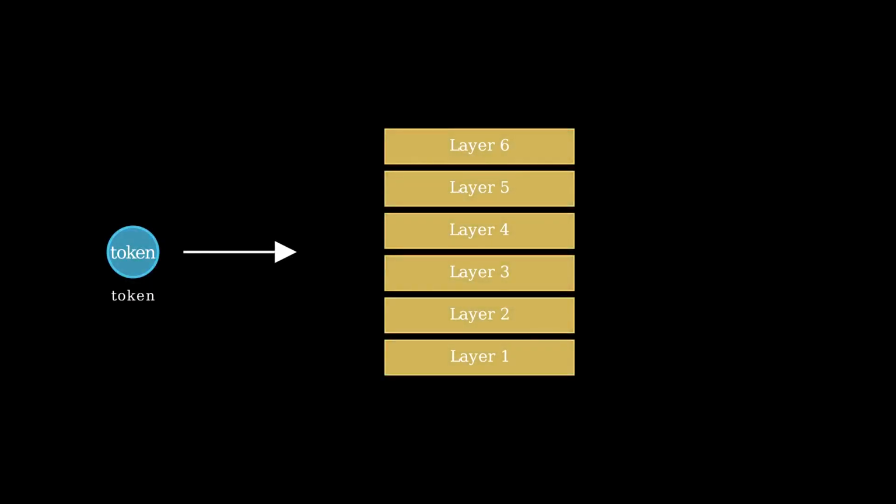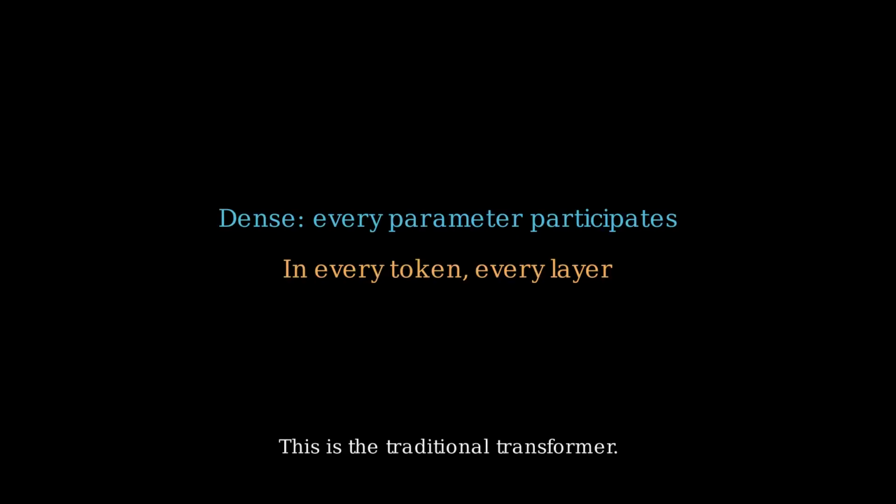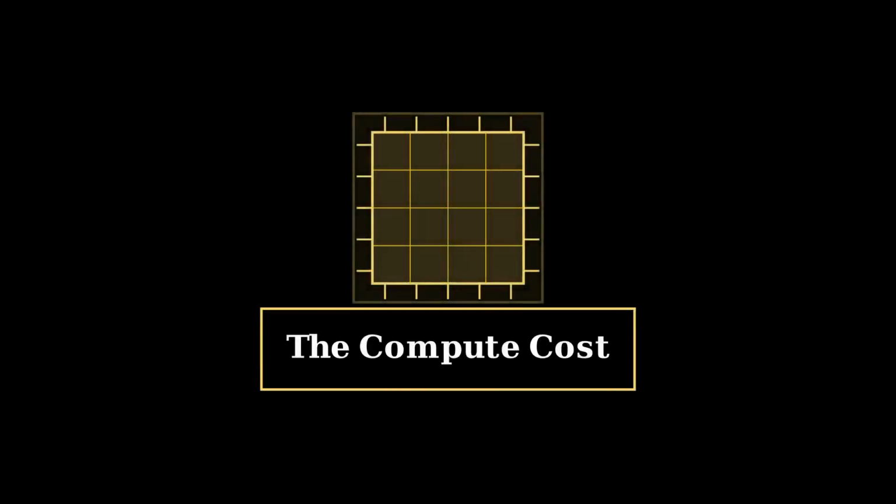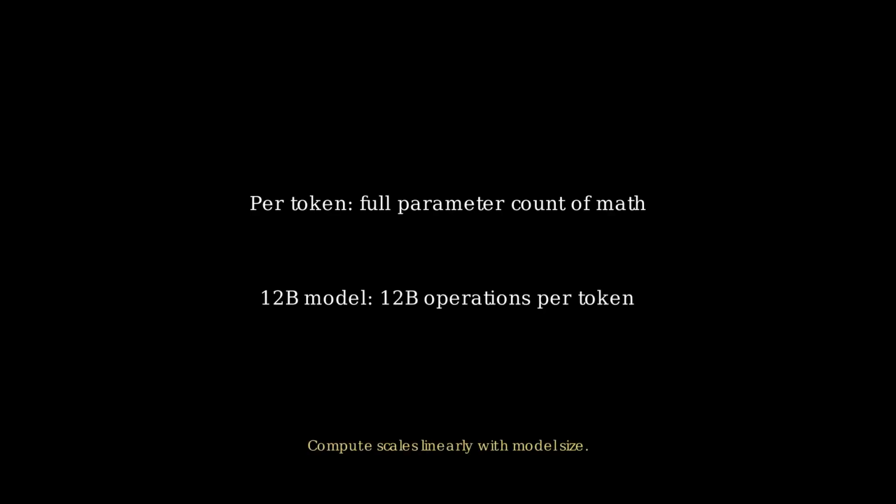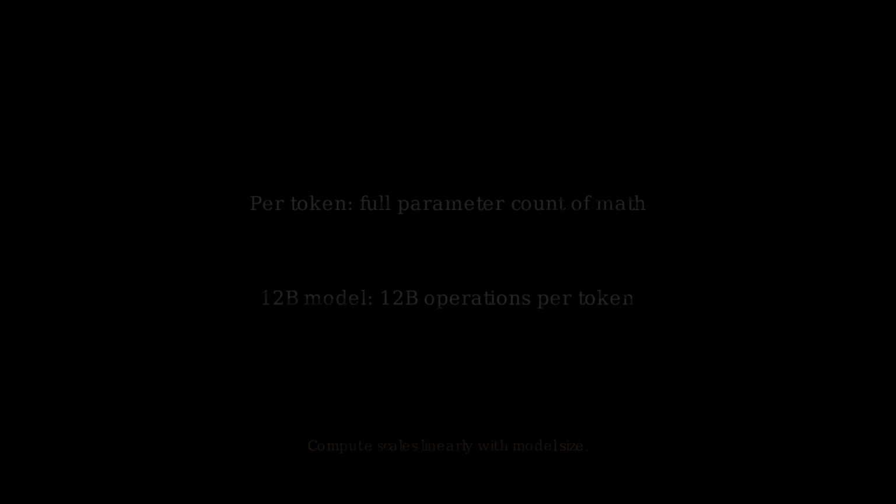Every token entering the model activates every parameter in every layer. All compute, every time, no skipping. This is the traditional transformer design. The engineering consequence: each token costs the full parameter count in compute. A 12 billion parameter dense model does roughly 12 billion operations per token. Compute scales linearly with model size.